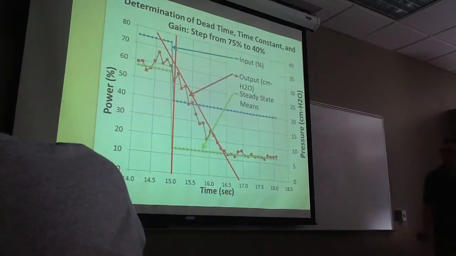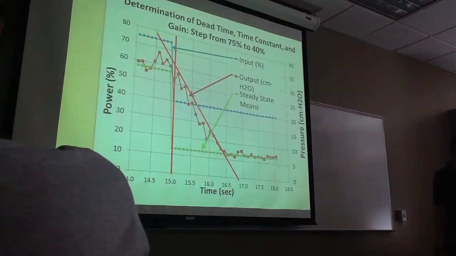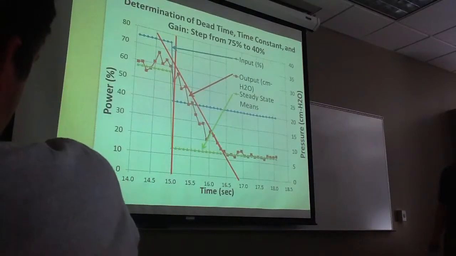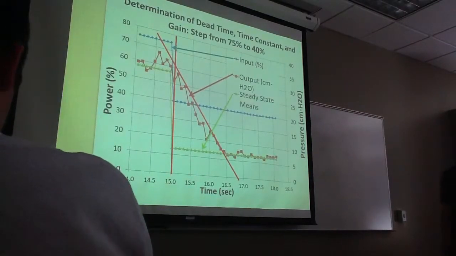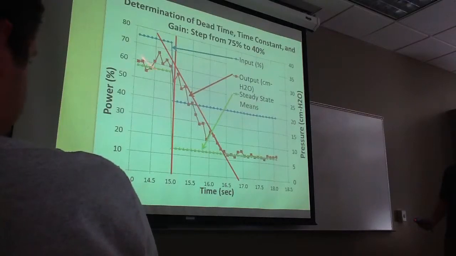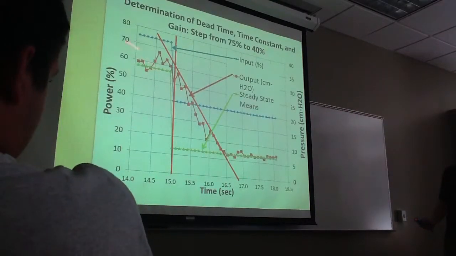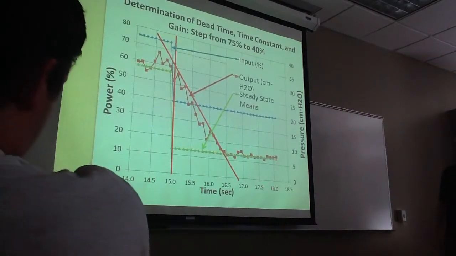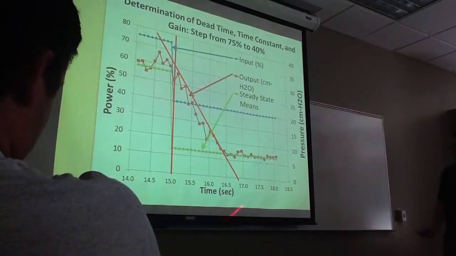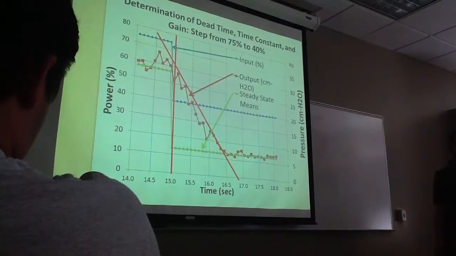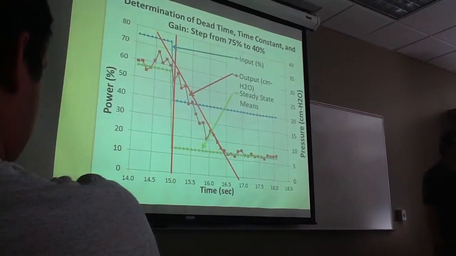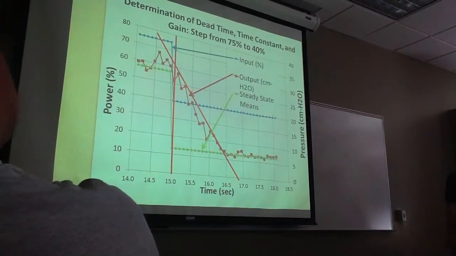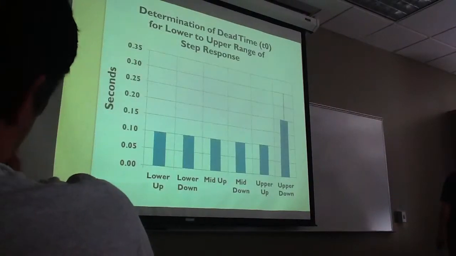And this is an example of one of our down steps. The only thing I really want to point out with this one is how much less steep the line ends up being. Stepping down, it takes more time to reach its steady state. What that ends up corresponding to is a larger value of your time constant.